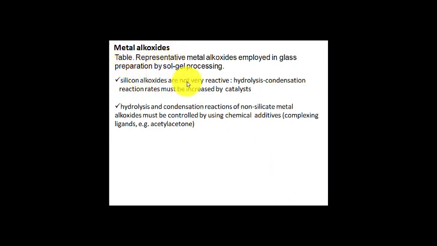So silicon alkoxides are not very active. Hydrolysis and condensation reaction rates must be increased by catalysts. Hydrolysis and condensation reactions of non-silicate metal oxides must be controlled by using chemical additives like complexing ligands, for example, acetyl acetone.